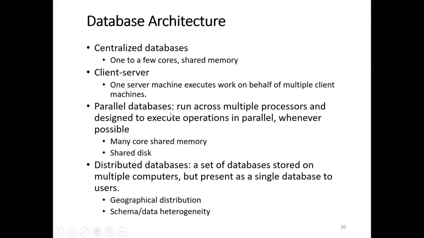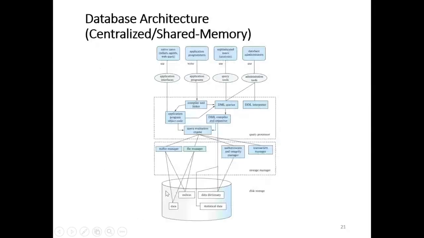Then we have the parallel databases. That means we have multiple databases running in parallel, so we can handle the operations in a parallel fashion. And then we have the distributed database. That means the data may be distributed across different platforms over a big network. So those are the different database architectures.